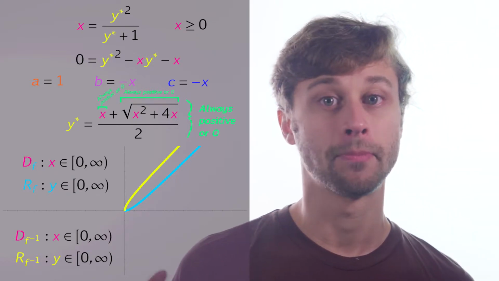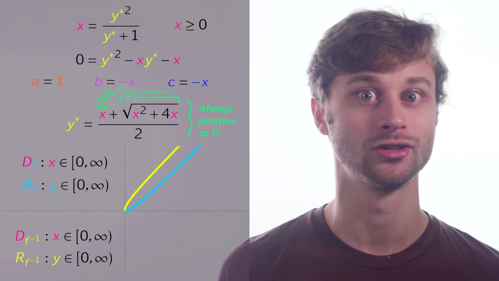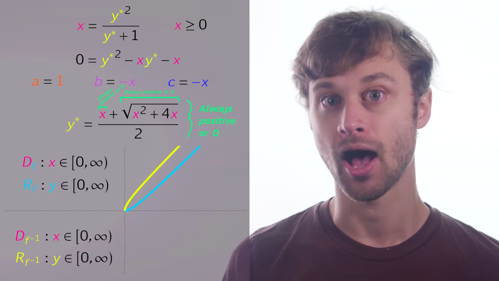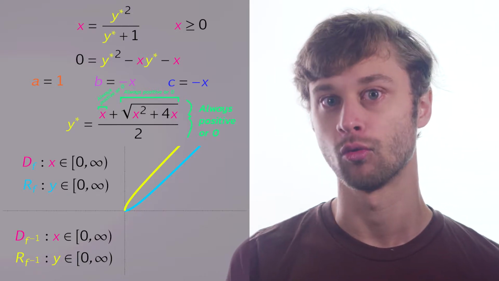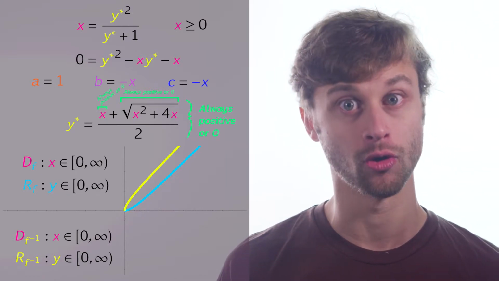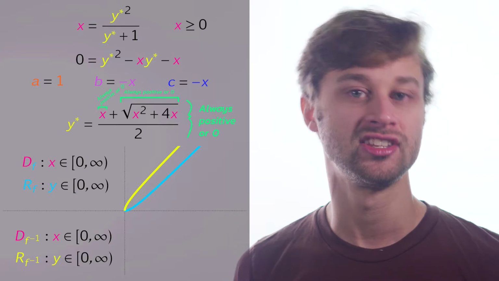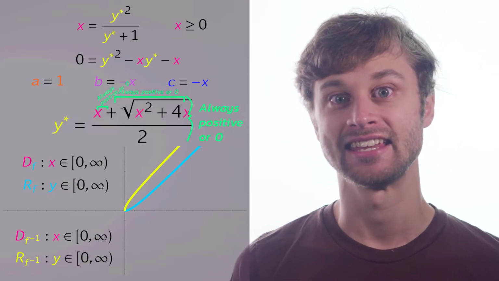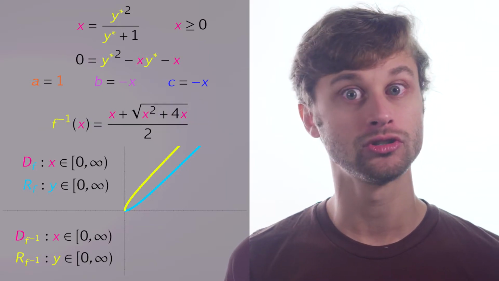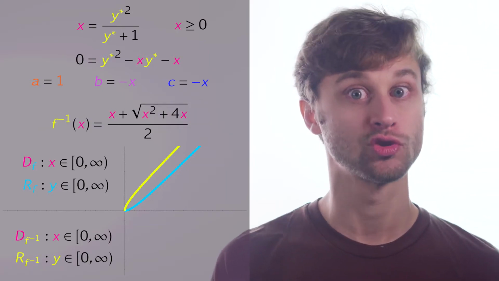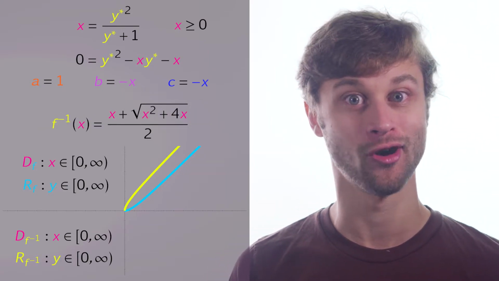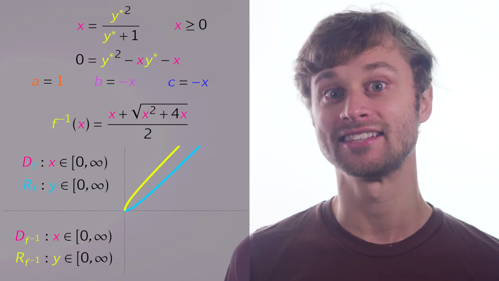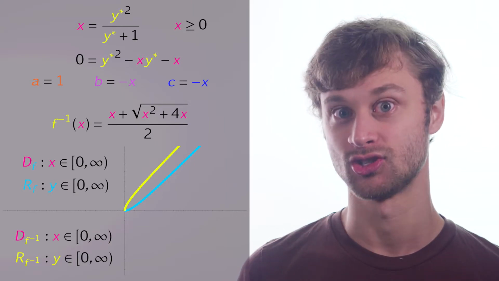So since the plus solution to the quadratic solution is the only one that always gives us a positive or 0 value for y star when x is also positive or 0, then this is the solution that we want to go with. So our final solution is that inverse f of x is equal to x plus the square root of x squared plus 4x over 2. Okay, a little bit of a mouthful, but that's okay. That's actually the inverse function along this domain.